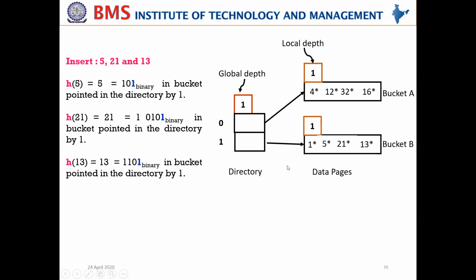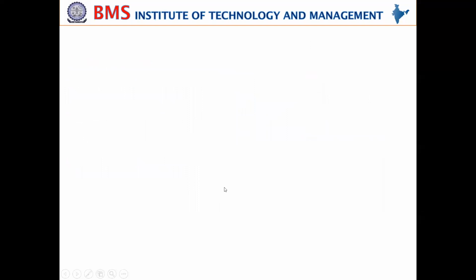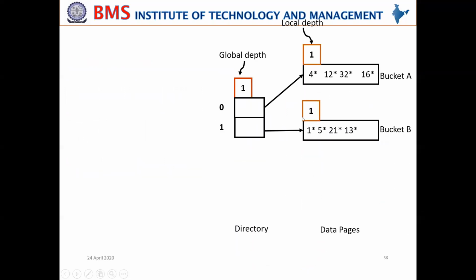So till here there was no confusion. Everything was fine. Since there was space in buckets A and B, we have inserted. Now let me consider the next scenario. Let me continue the same example. Suppose this was the scenario we had in the previous slide. Now suppose I want to insert 10. See, observe carefully. This is very, very important.